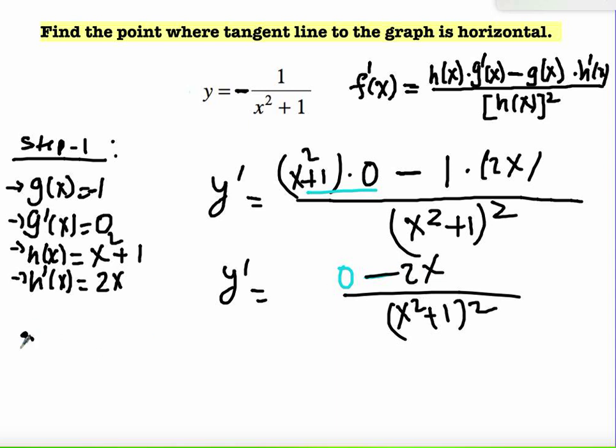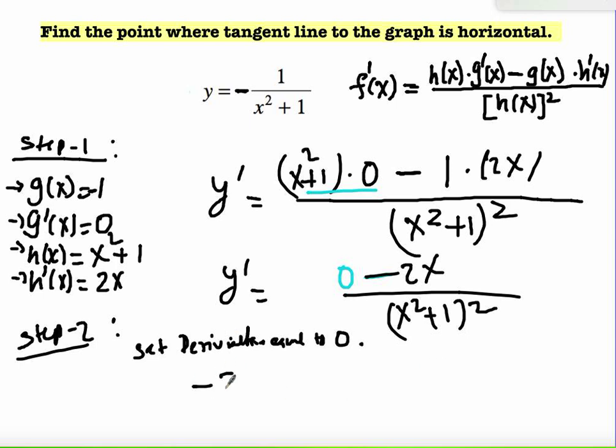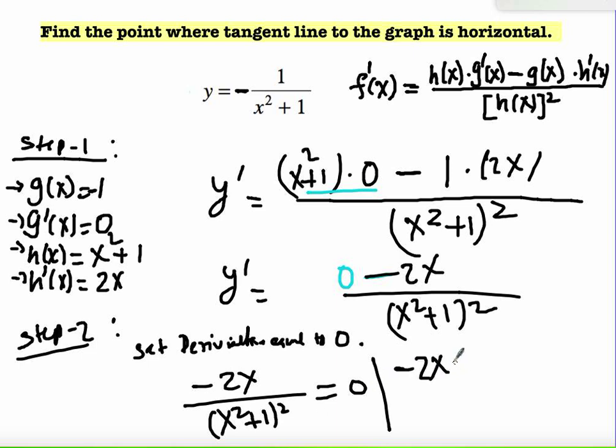Now step 2 is to set this derivative equal to 0. The reason that we do this is because we know that for a horizontal tangent line, the slope is going to be 0, so the derivative is going to be 0. So if we set -2x over x squared plus 1 squared equal to 0, this one will simplify down to -2x equal to 0.